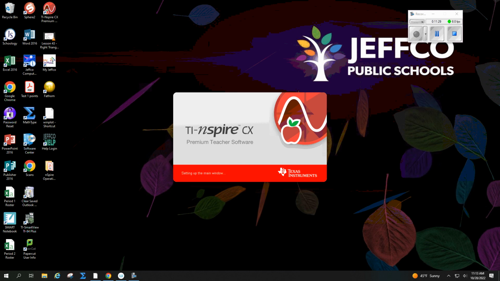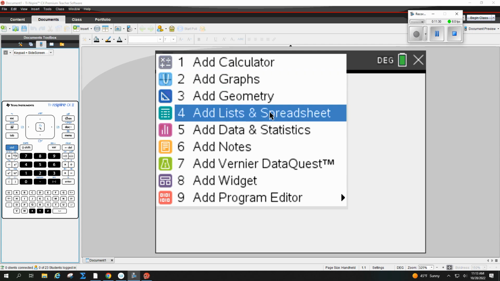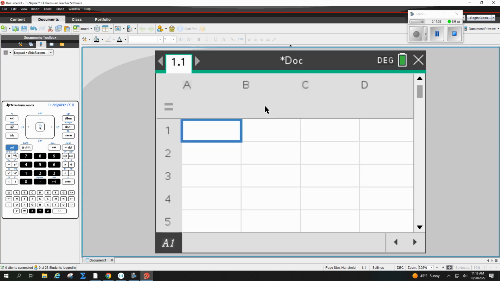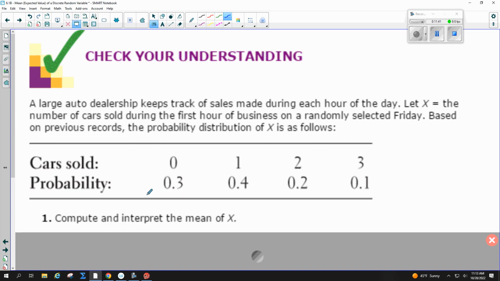All right, you guys, go to add lists and spreadsheets, or go to your lovely spreadsheets, okay? So this problem is the number of cars sold during the first hour of business on a randomly selected Friday. Okay, so it's the number of cars sold within the first hour on a Friday.